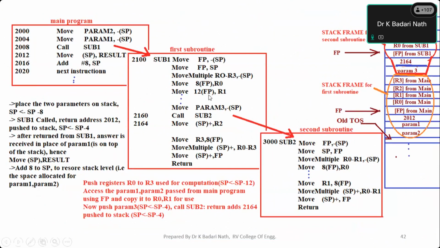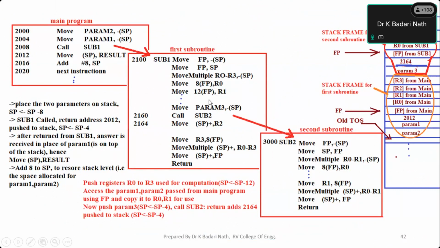Now the logic in this subroutine requires R0 to R3. I don't want to spoil R0 to R3, so I'll push them into the stack. R0, R1, R2, R3. Now the stack pointer comes to this position. Four registers, I pushed them. After that, I want to get the arguments in the first subroutine to start implementing my logic. How do I access the arguments? With reference to the frame pointer, not with reference to the stack pointer. 8 plus FP, first argument. 12 plus FP, second argument. I got them into the registers. Then I implement all my logic.